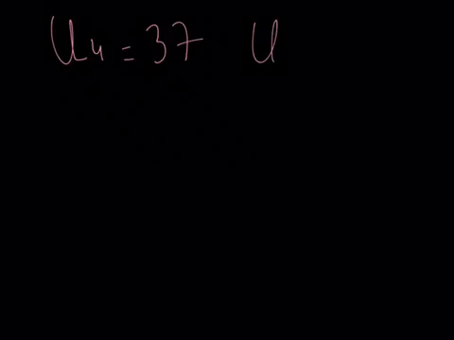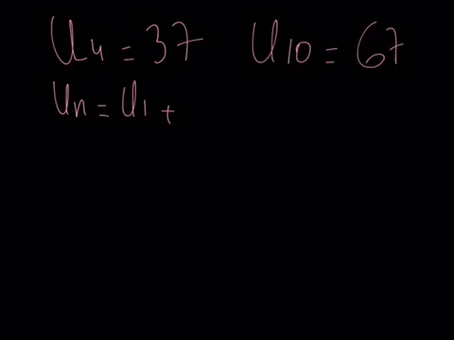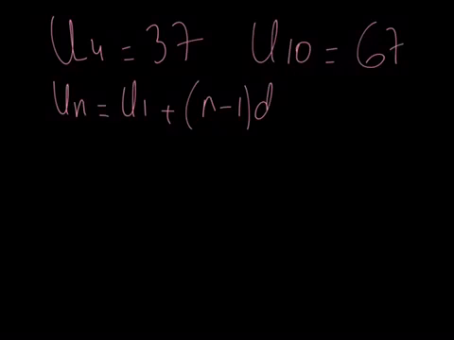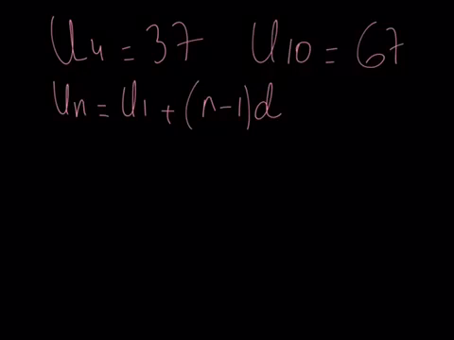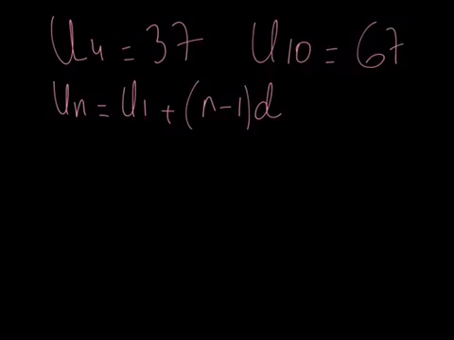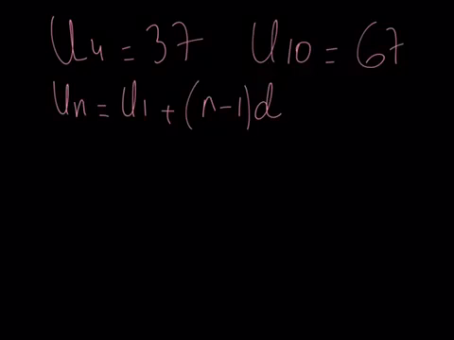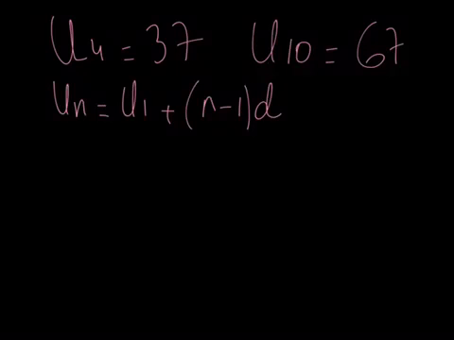So, Un is an arithmetic sequence, and we are given the fourth term, U4 equals 37, and we are given U10 equals 67. So what we know is that for an arithmetic sequence, the general term Un is equal to U1 plus n minus 1 times the common difference. So we're going to apply this formula, replacing n first by 4 and then n by 10, right? So let's start with 4.